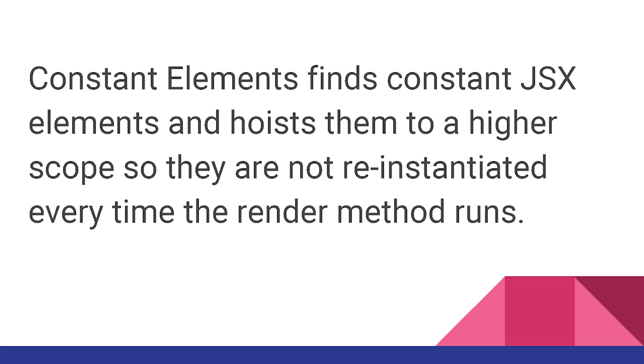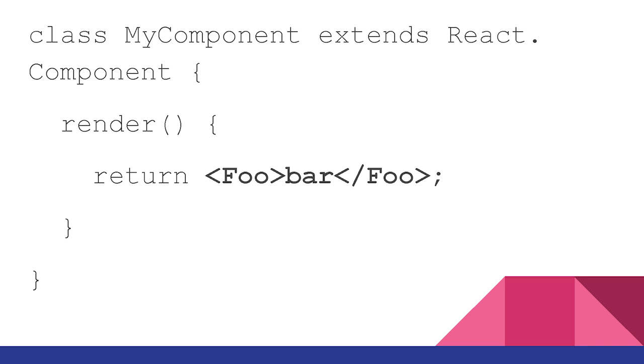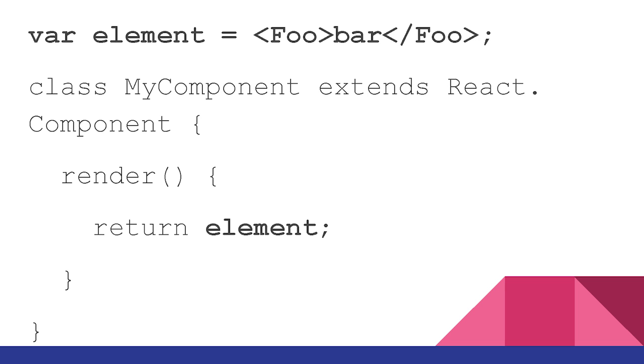Okay? This example might help explain. You have a component here. If you run the constant element transform on it, it will see that JSX right there, the foo bar, and it will pull it into a variable outside the scope. So now when render runs, the JSX doesn't have to run. Before, the JSX was running, it was calling React create element every time render was called.